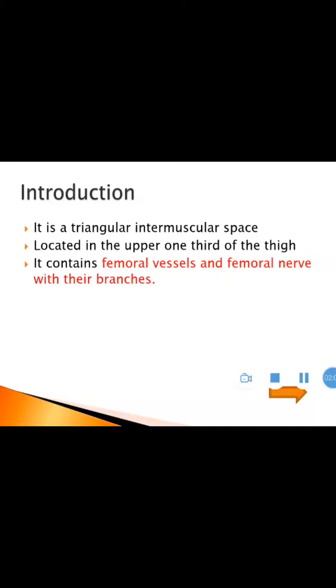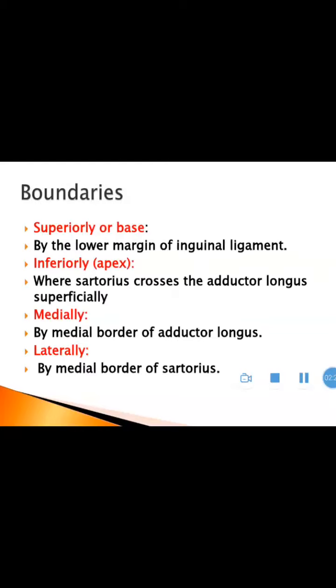It is a triangular intermuscular space. It is located in the upper 1/3 of thigh. It contains femoral vessels and femoral nerve with their branches. Boundaries.